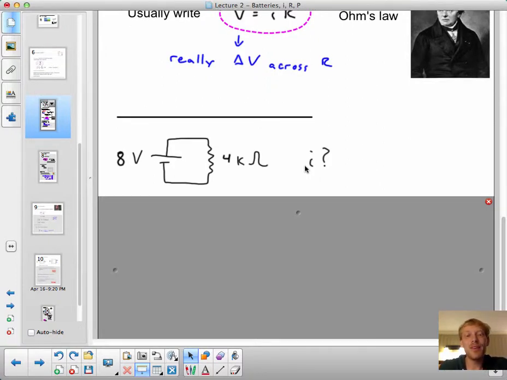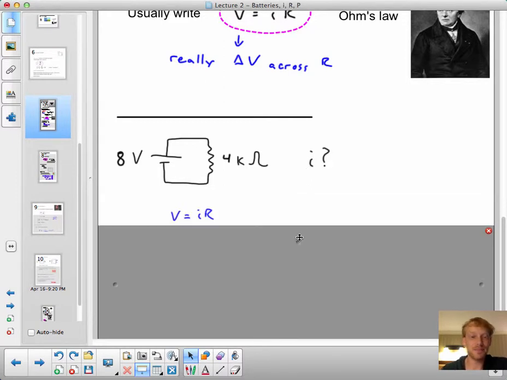Okay, quick example. If you have an 8-volt battery and a 4 kilo ohm resistor, what is the current that flows through the kilo ohm resistor? Why don't you pause this video and see if you can write down the answer. If you can do this in your head, you should be impressed with yourself, which means that you should also check it on a calculator or by writing something. What current flows? Pause.